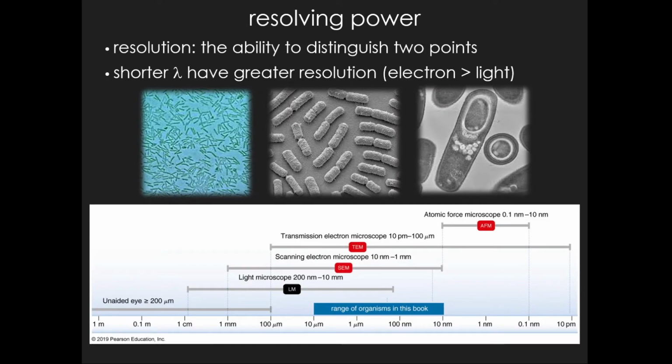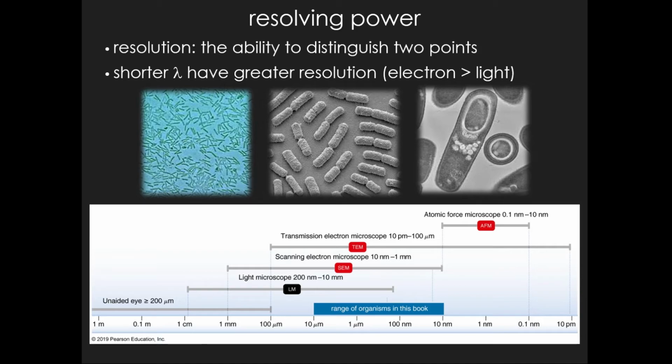So when we talk about microscopy, we talk about resolving power, which is the ability to resolve or distinguish 2 points as separate. And the shorter the wavelength, the greater the resolution. Now, unfortunately, the wavelength of visible light only goes down to about 390 nanometers, which is much longer than the wavelength of an electron. So light microscopes have a maximum resolving power.